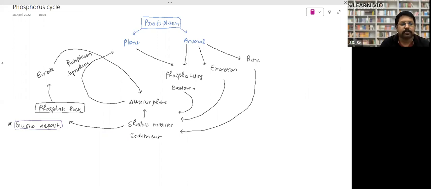Phosphate is not that abundant an element in the biosphere. You have to remember what the guano deposit is. That's why I have made this star. Guano deposit, the phosphate sedimentation in the shallow marine area, is called guano deposit, and they make the phosphate rock. That you have to remember only on this side.